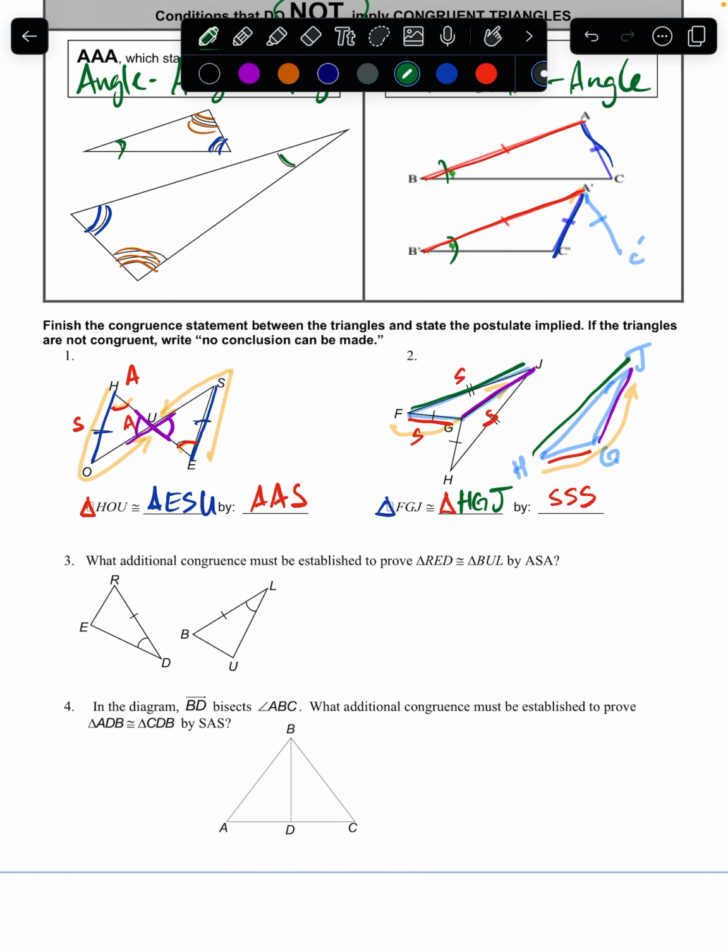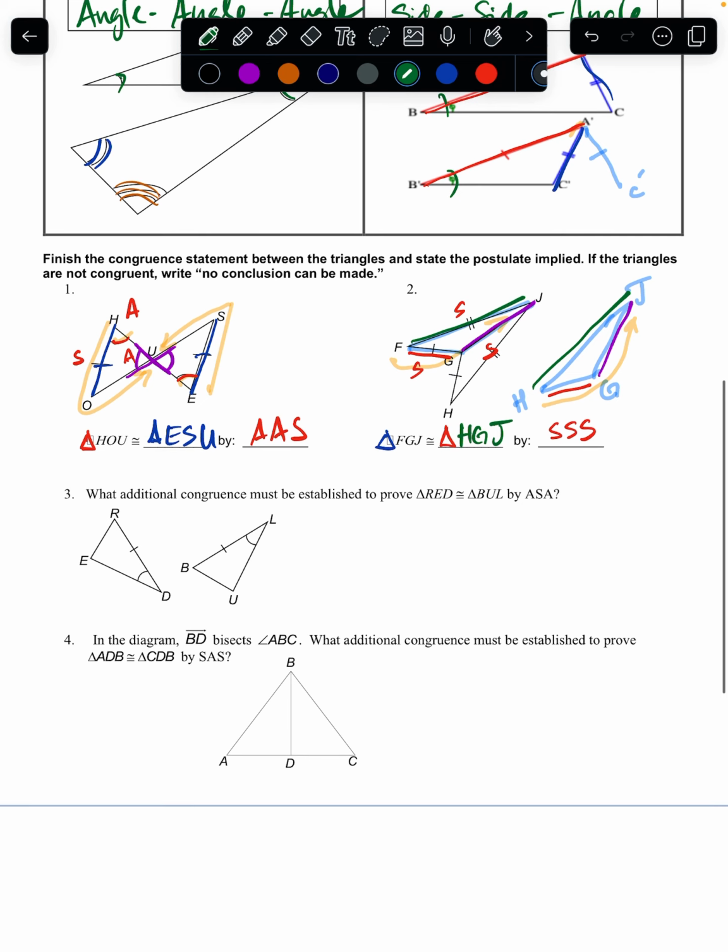All right, so let's look at this next one. Number 3, what additional congruence must be established to prove triangle RAD is congruent to triangle BUL by ASA, angle side angle. S is in between the two angles, right? So S is the included side. Again, that's vocabulary. Included side. Okay. So it's in between two angles.